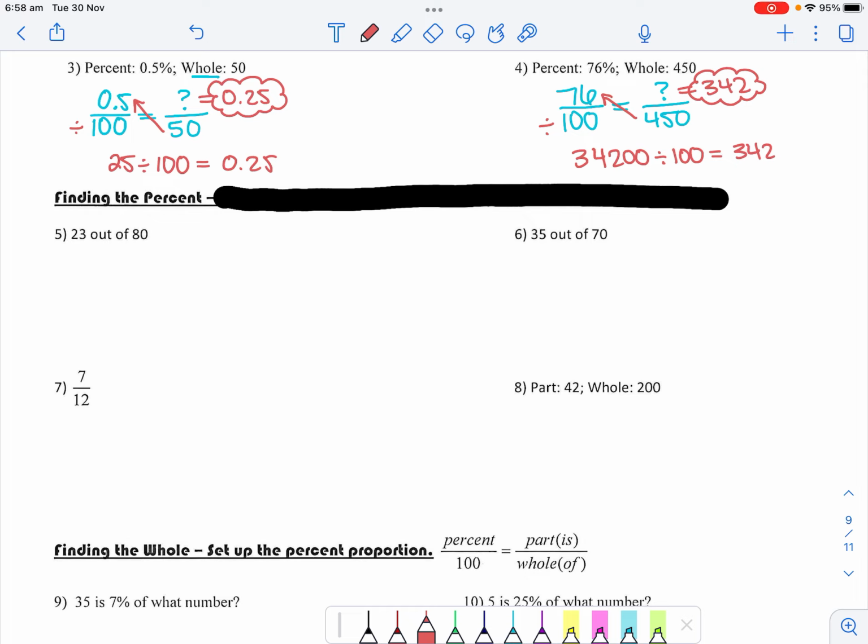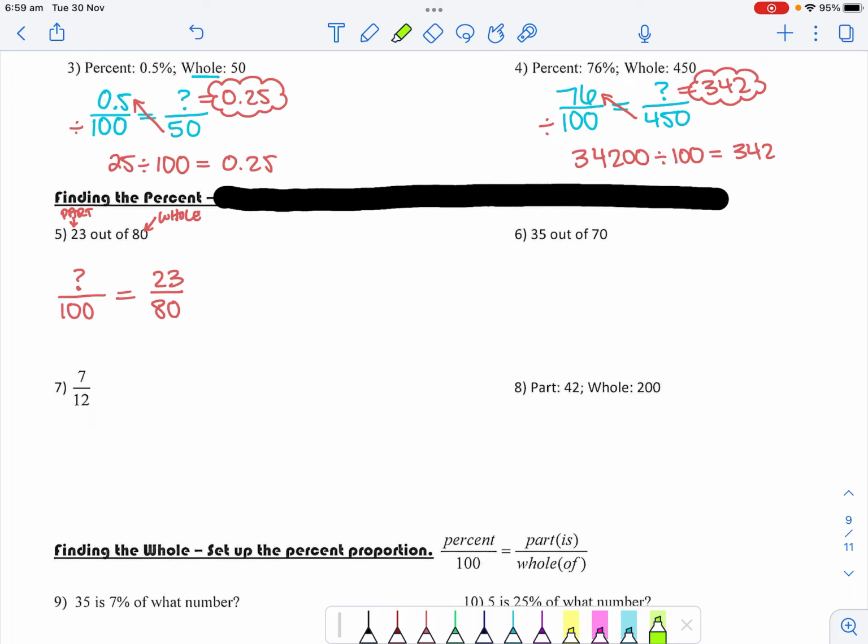So in this one, when I'm setting up my percent out of 100, I don't have a percent. So I'm going to have a question mark out of 100 is equal to, and then this 23 out of 80. Here's your part, here's your whole. Because 23 out of, when we talked about ratios, out of meant part to whole, so I have part to whole. So I've got 23 over 80.